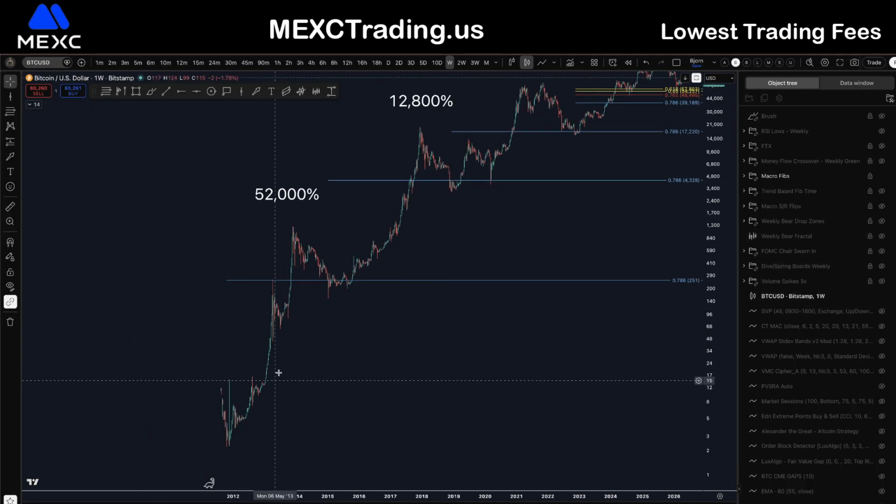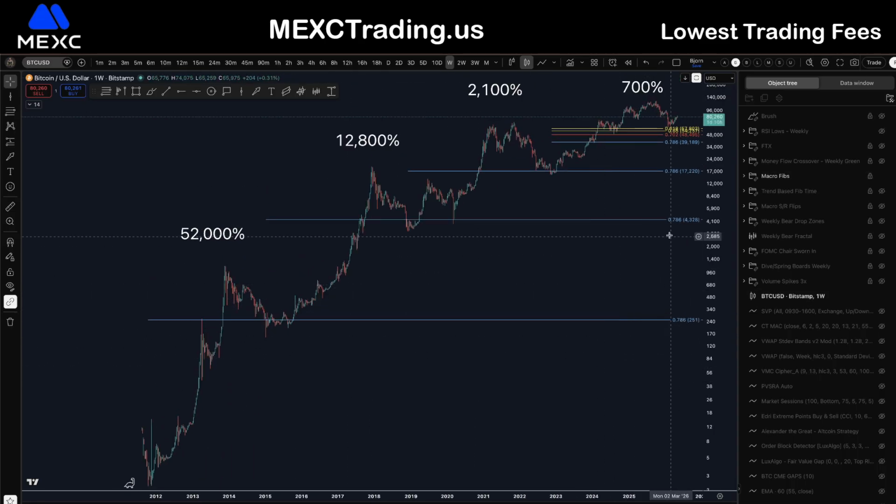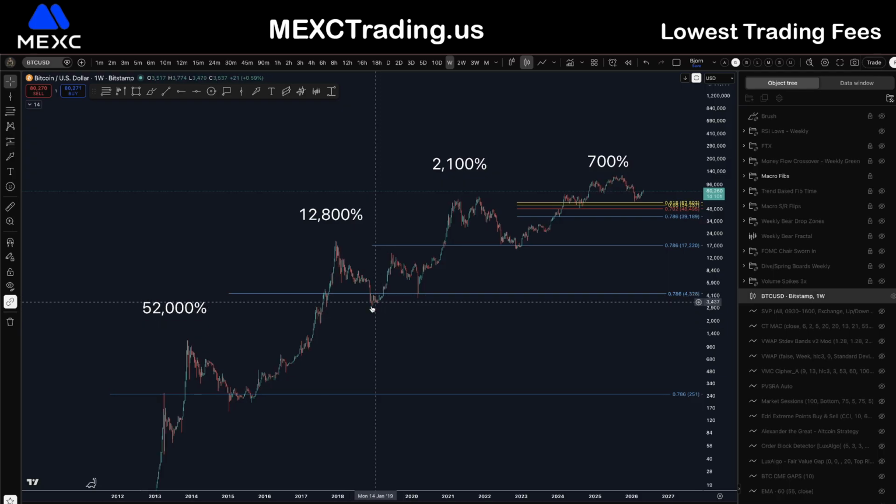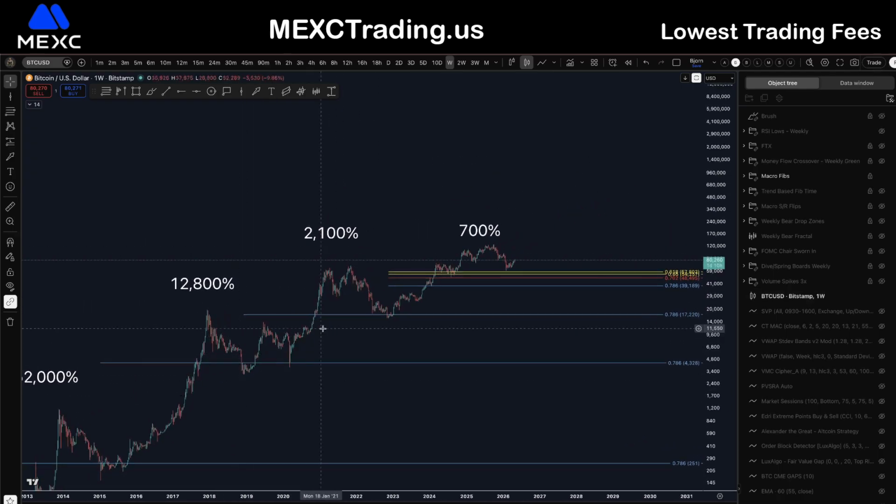All right, so in the first bull market, you had the bear market in 2014, 2015. You retraced to the 786, and I just have 786s. I don't have the golden pocket or anything. You retraced to actually below the 786. Same thing in the 2018 bear market, retraced below the 786. Same thing in the 2022 bear market, retraced below the 786.